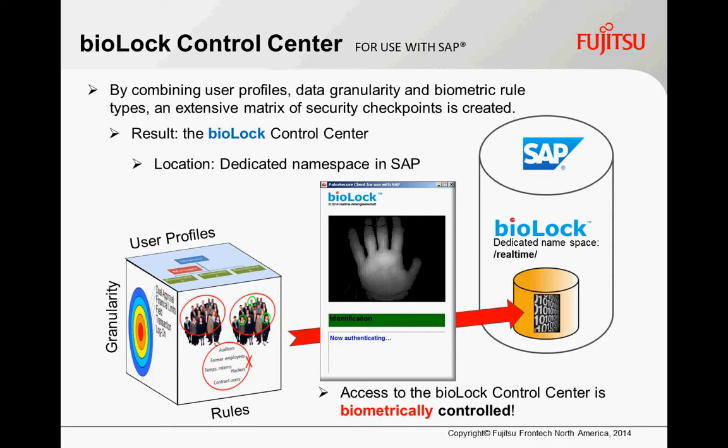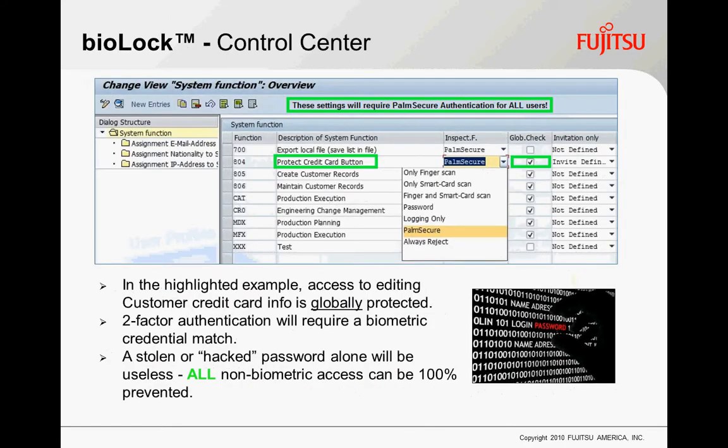If you combine the three dimensions we've talked about, namely the data granularity, the additional rule types, and the user credentials profile, you end up with an extremely powerful matrix of security checkpoints, and they're customized to your organization's specific needs. The bioLock Control Center lives in special tables within SAP, within bioLock's own dedicated namespace, and it sits behind its own biometric firewall so that only highly trusted administrators who have the appropriate biometric credentials can have access. Here's a look at how the security checkpoints are set up.